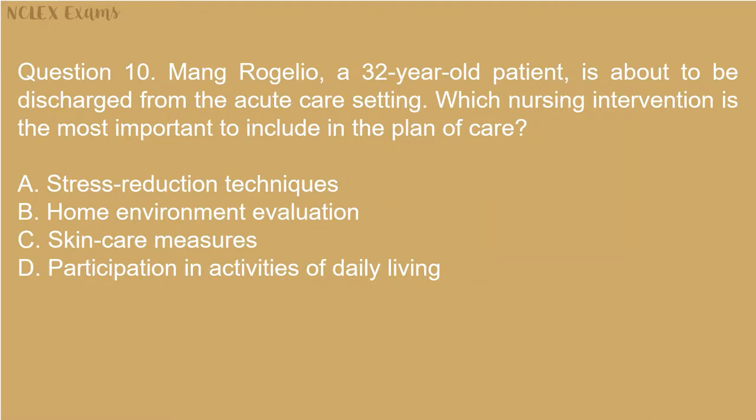Question 10. Mang Rogelio, a 32-year-old patient, is about to be discharged from the acute care setting. Which nursing intervention is the most important to include in the plan of care? A. Stress reduction techniques. B. Home environment evaluation. C. Skin care measures. D. Participation in activities of daily living.